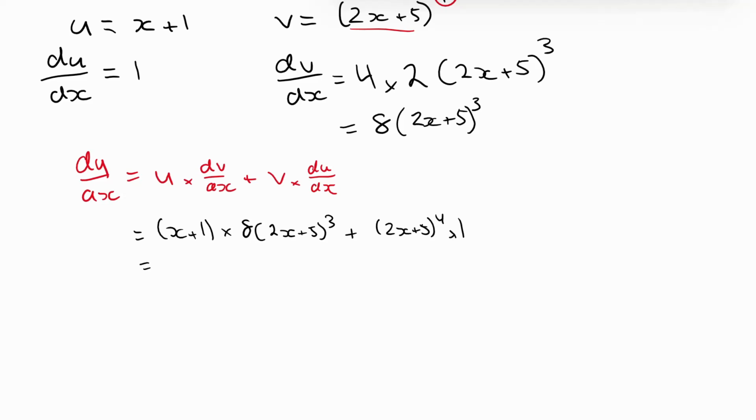So we can start to do our simplifications here. In this case, I'm just going to rewrite this front one as x plus 1 times 8 times 2x plus 5 cubed, plus 2x plus 5 to the power of 4. You don't need to expand that all out. It's quite okay to leave it as that.